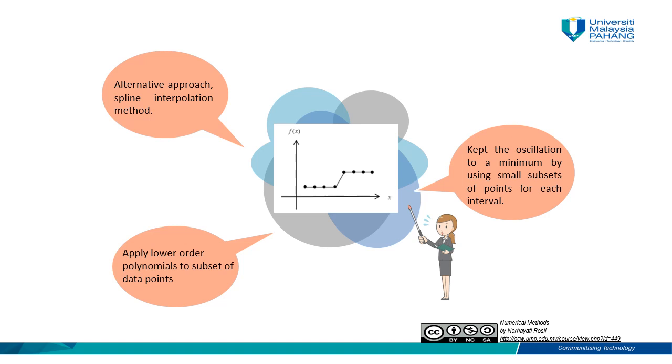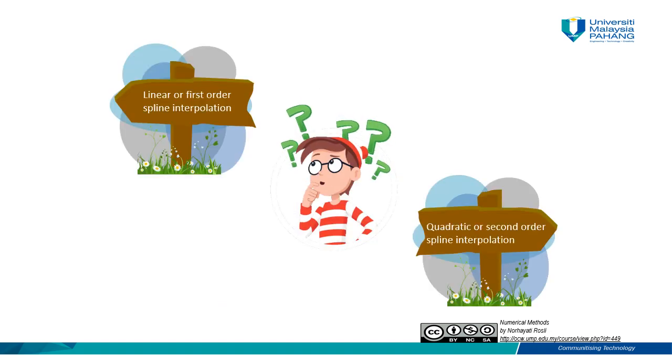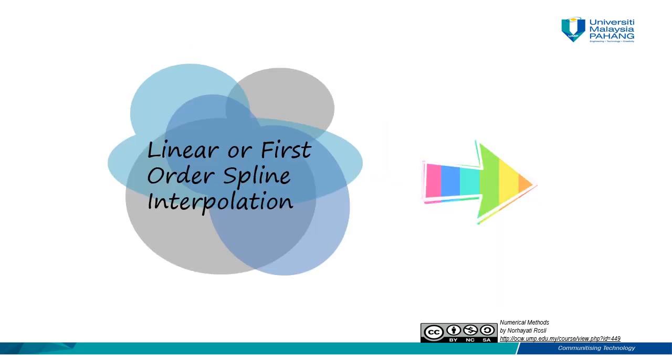for each interval. So in this subtopic, we have two types of spline interpolation. The first one, linear or first order spline interpolation, and the second one, we call it quadratic or second order spline interpolation. Now, let's see, what is a linear or first order spline interpolation about?